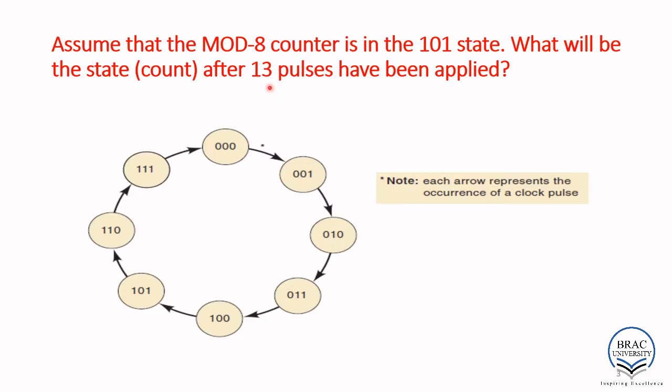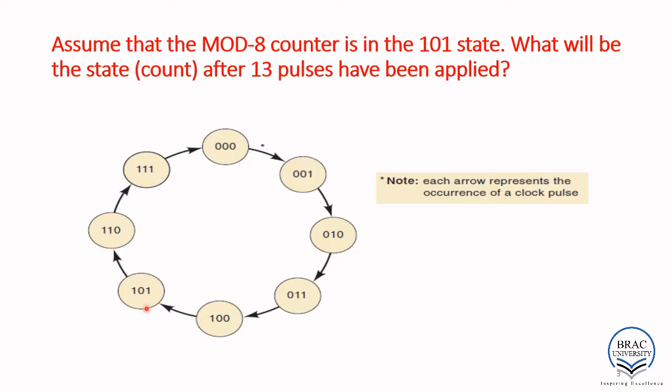Okay, so mod 8 means a 3-bit counter. A 3-bit counter will count 0 to 7. So you draw the signal flow graph: 000, 001, up to 111, and again 000. It says 101, so you are at 101. If you start from 101, after the first clock 110, second clock 111, third clock 000, fourth, fifth, sixth, 7, 8. After 8 you will return to 101 again because it's a mod 8 counter. So you return to the same state after the mod number of pulses, right?